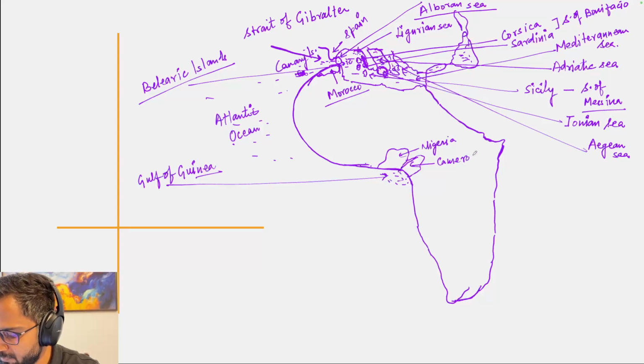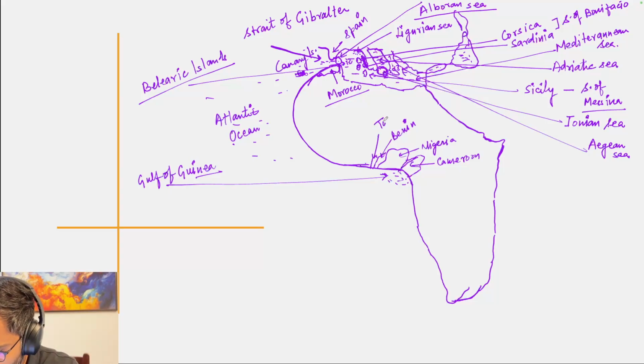These are countries of Africa. Cameroon. If you move west of Nigeria, you'll find smaller countries. This is Benin. And west of Benin, you'll find a country called Togo.